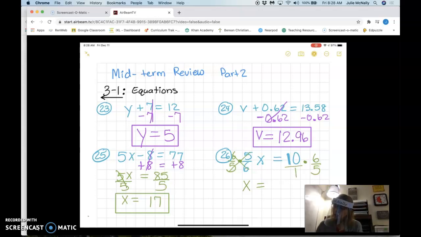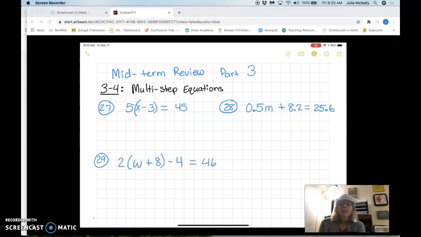And then on the other side, I'm going to put my imaginary 1 so I can multiply. 10 times 6 is what? 60. And 1 times 5 is 5. And then I'm just going to break it down further. 60 divided by 5, you know that one, Ethan? Is 12. All right, and that's it.